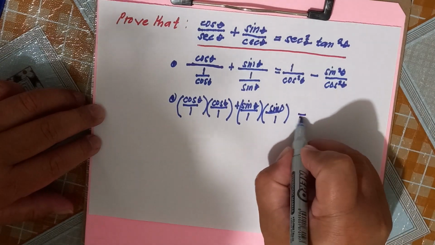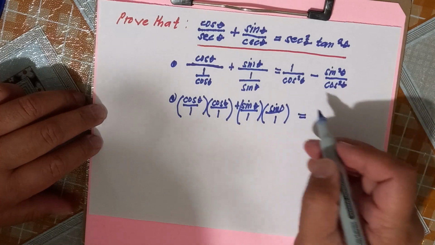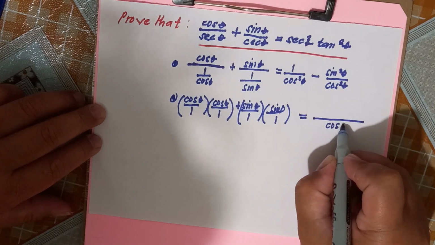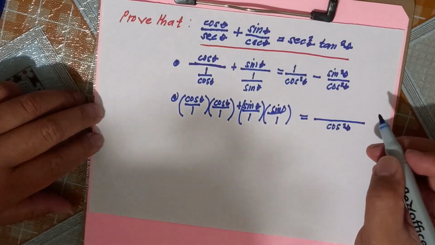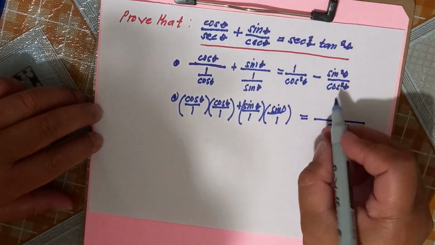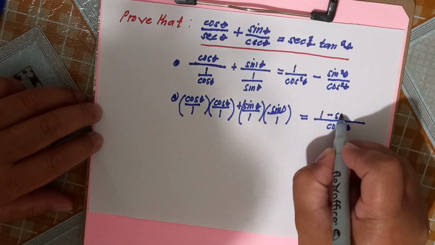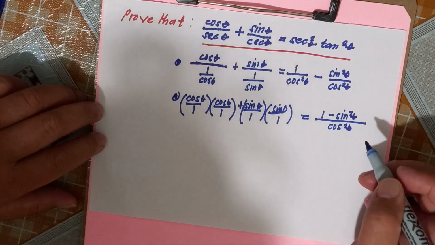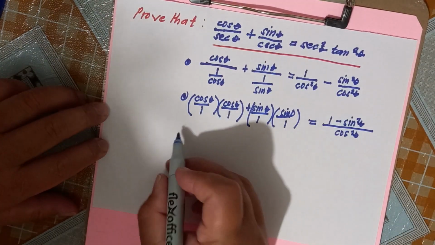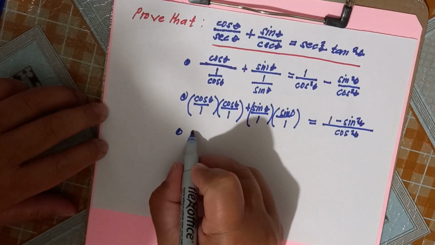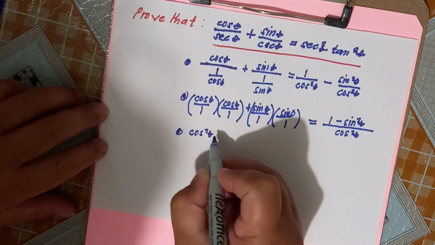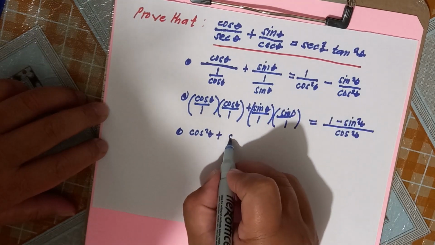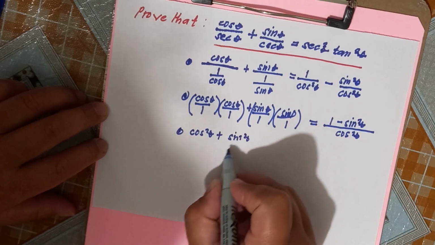Now what about the other side? Notice that it is the subtraction of fractions with the same denominator. How do we subtract fractions with the same denominator? We just copy the denominator, cosine squared theta, and then subtract the numerators: 1 minus sine squared theta. Now on the left side, cosine multiplied by cosine gives you cosine squared theta, 1 multiplied by 1 is 1, over 1, and then plus sine squared theta over 1.